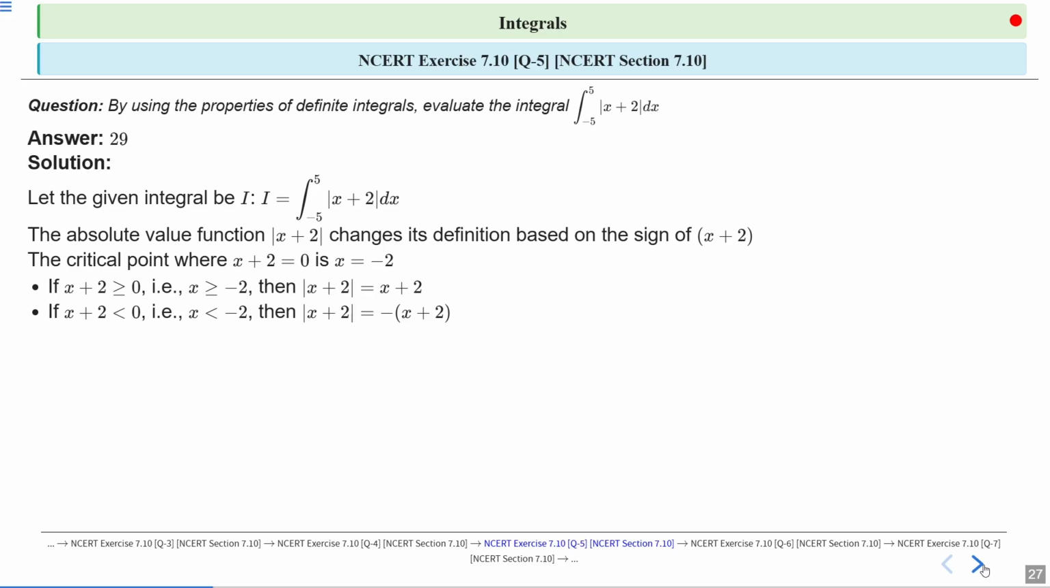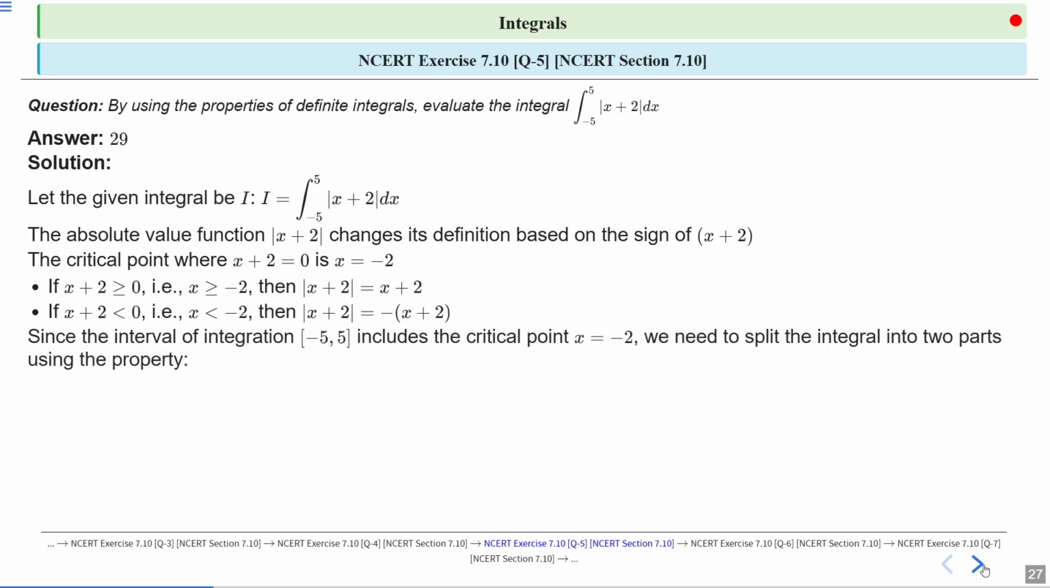So according to the critical point we split the integral into two parts. First part is minus 5 to minus 2, and then minus 2 to 5, because in both intervals the absolute value function gives two different functions. First one is x plus 2 and second one is minus of x plus 2.